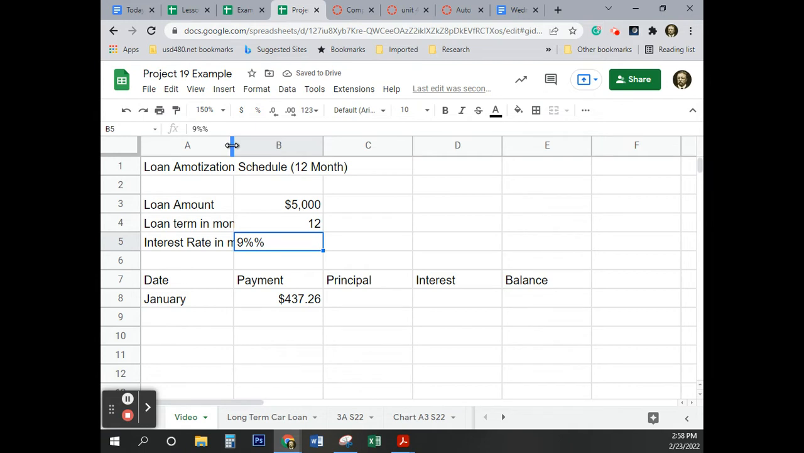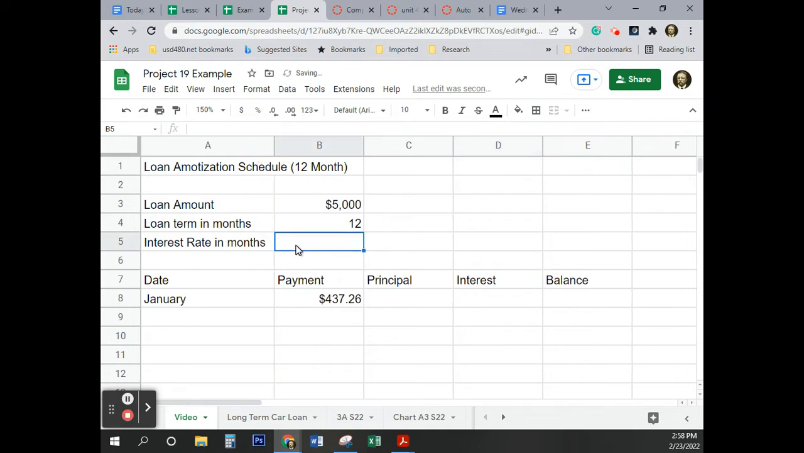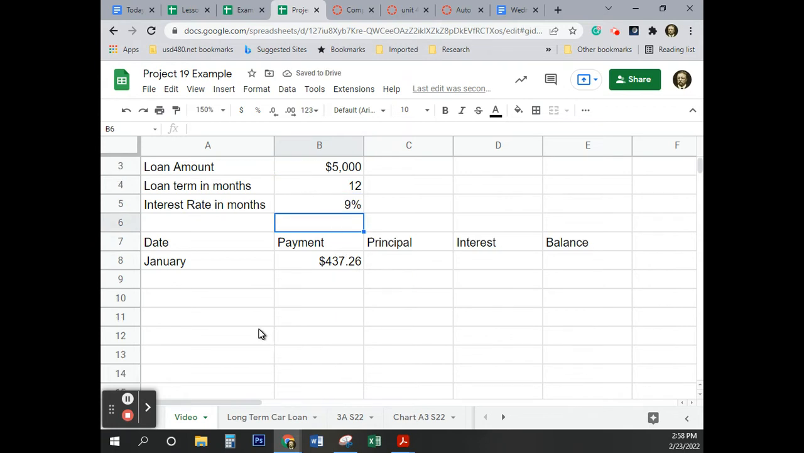The first thing I'm going to do is adjust the width of column A so I can see that I spelled something wrong. M-O-N-T-H. Good. Okay, a little bit more width. Not sure what happened here. 9%. Good. Okay. Now, that's all you need.